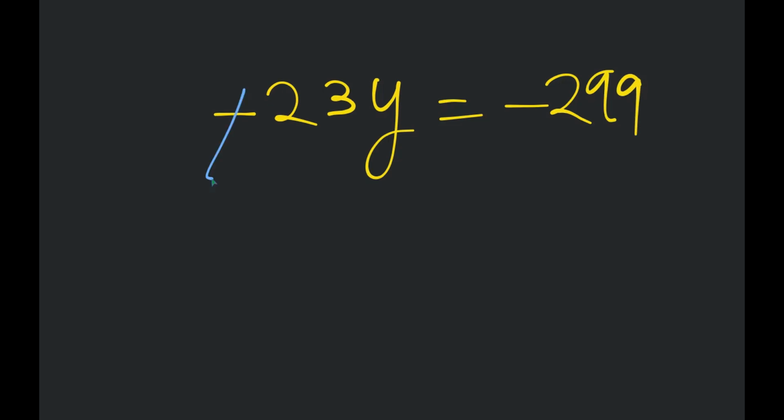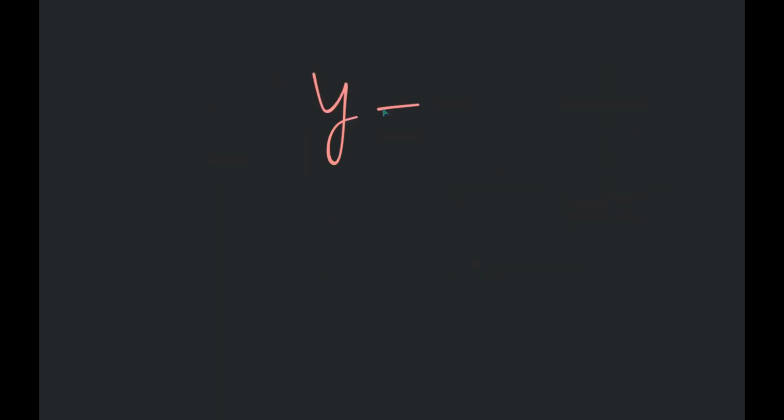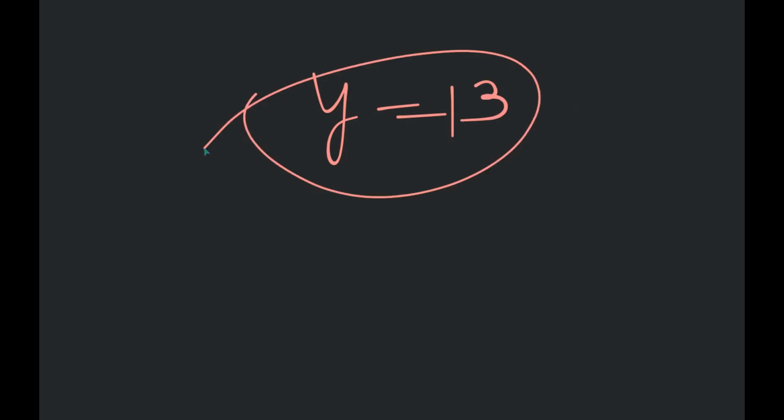Now what happened? This minus and minus will get cancelled, right? So 299 is divisible by 23. Yes, it is divisible by 23, 13 times. Okay, so I will cancel it. 299 by 23, so that gets cancelled in 13 times. So what will be the value of y? We got y as 13.